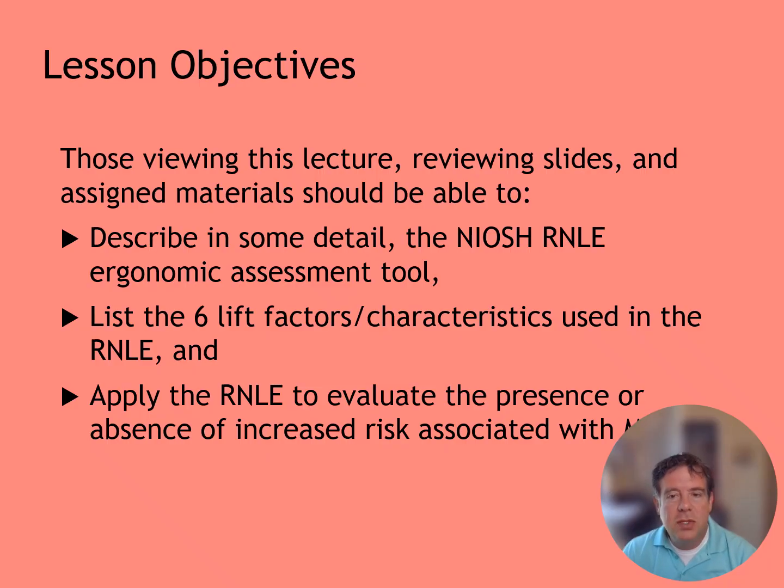So from this lecture, you should be able to describe when we're using the NIOSH lifting equation, and what the 7 modifiers are. Remember, 6 of those are lifting factors. And then what other characteristics come from the revised NIOSH lifting equation as far as the 3 categories and the risk value?